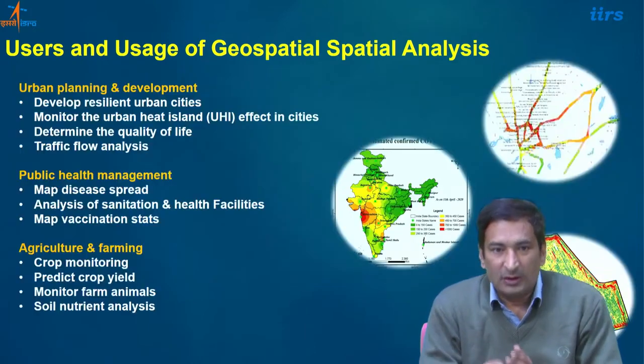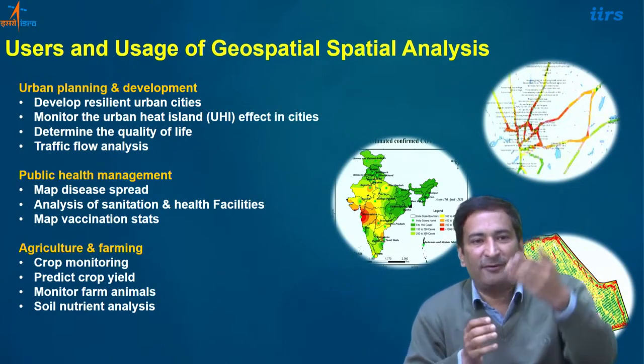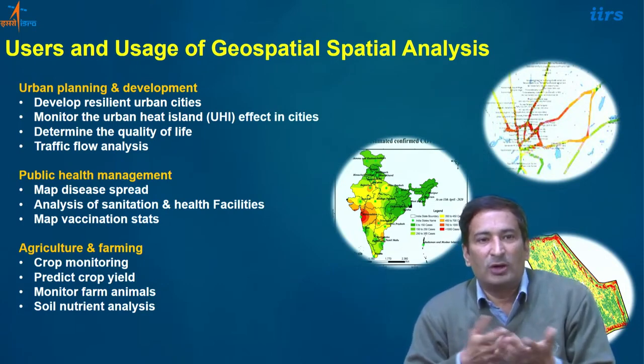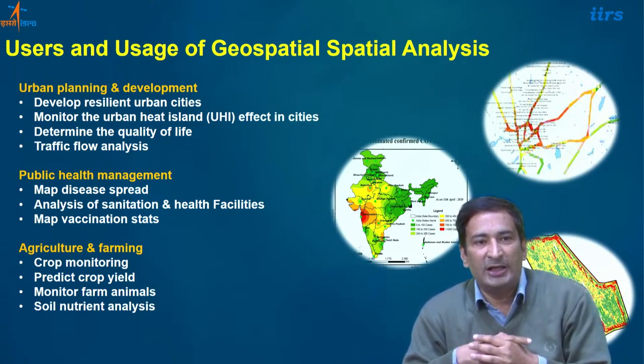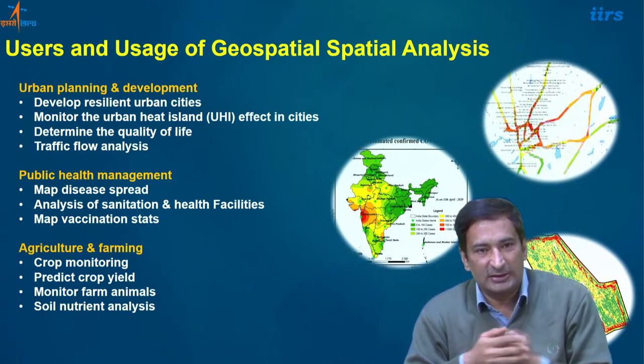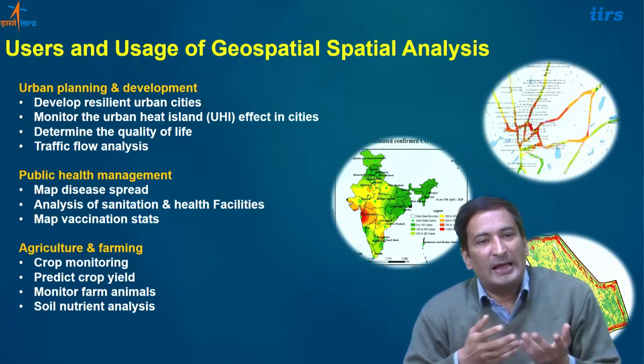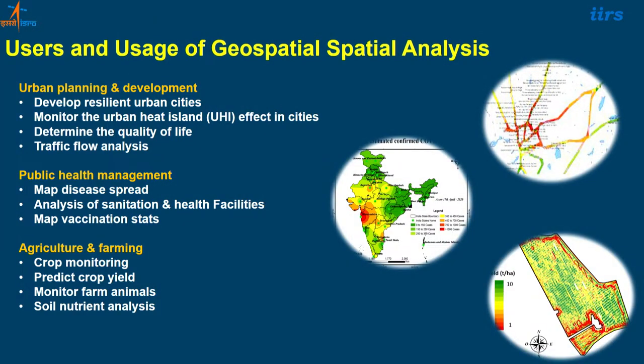Okay, so now if you look at urban planning, there are different applications. Like we want to develop resilient urban cities, basically. We want to monitor the urban heat island effect in the cities. We want to determine the quality of life. We want to analyze traffic flow. So these can be done using geospatial technology in urban planning.